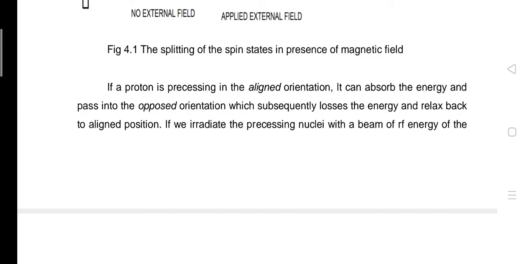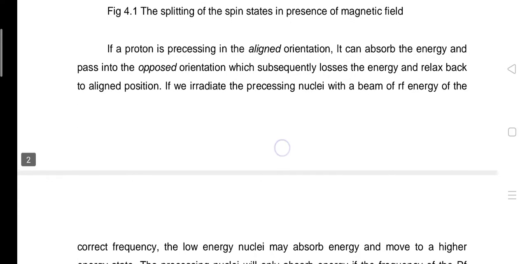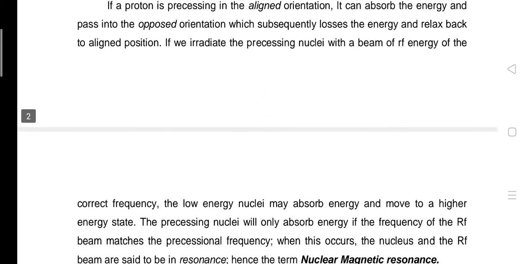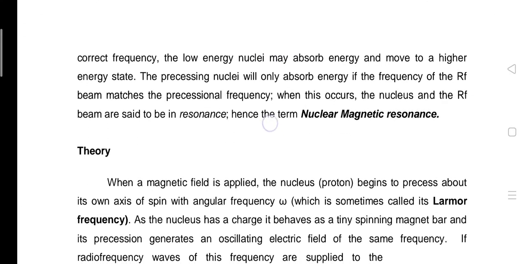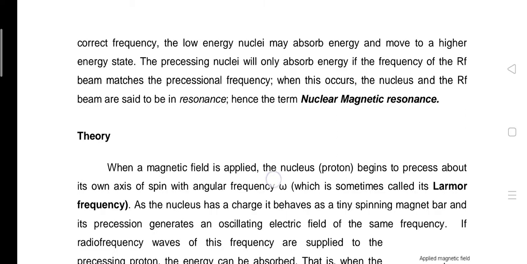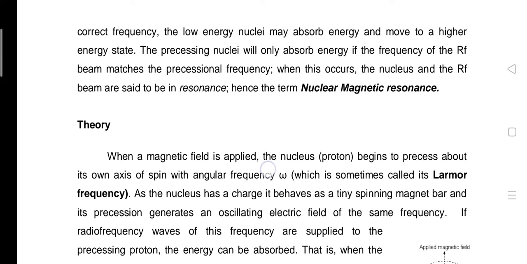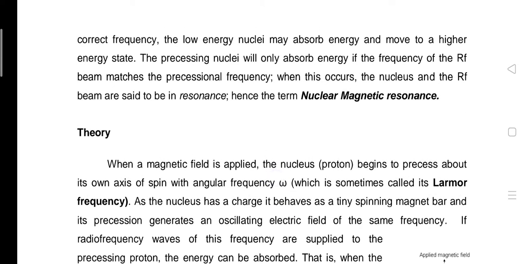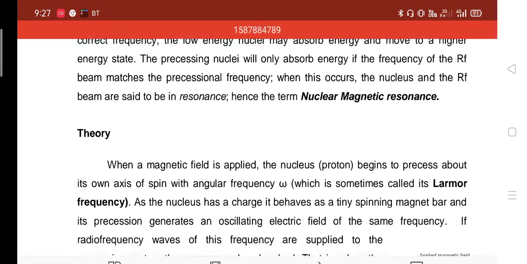If a proton is precessing in an aligned orientation, it can absorb energy and pass into the opposite orientation, which subsequently loses the energy and relaxes back. So why is it termed nuclear magnetic resonance? This is the definition I have also given.